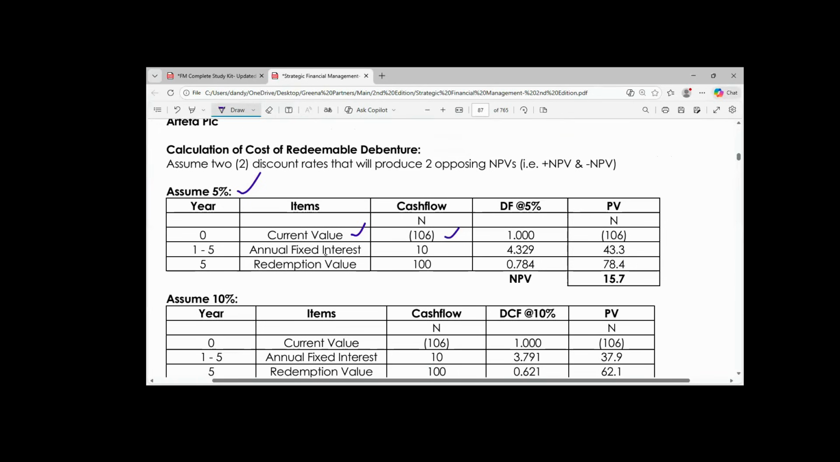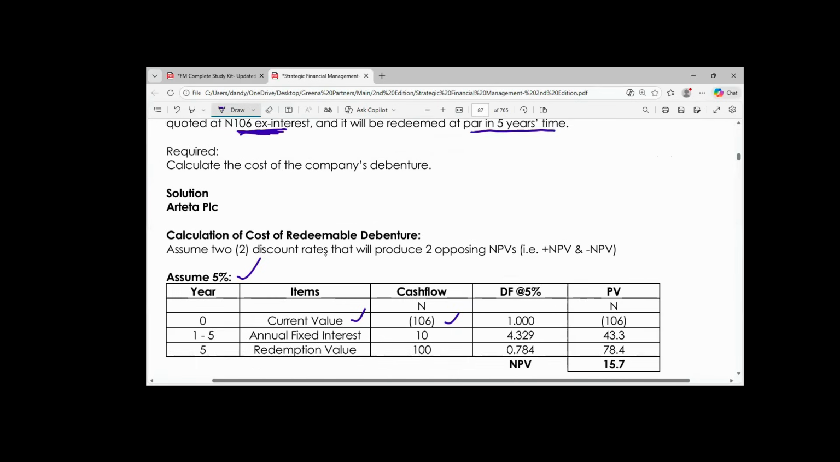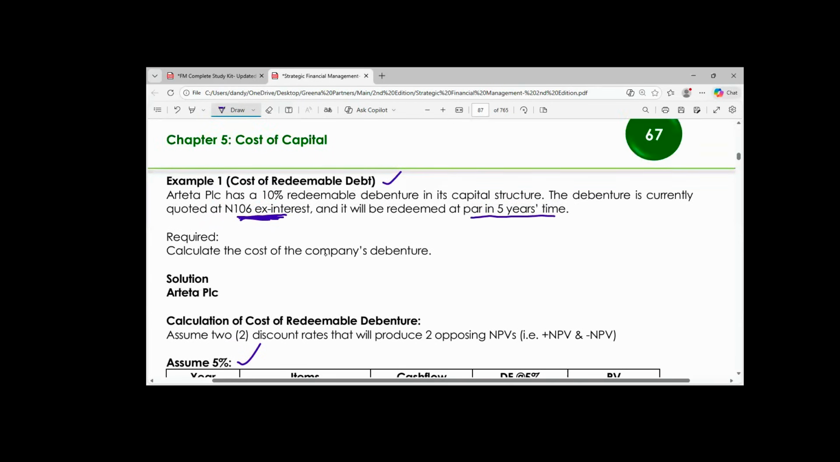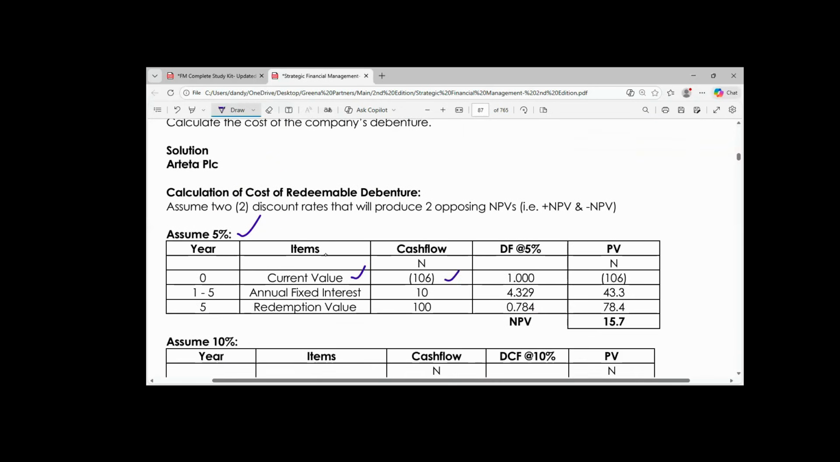If, according to the question, we are told that the debenture interest has not been paid, I cannot use the 106. I will just go straight to the question and identify the coupon rate. The coupon rate is the same thing as interest rate, which is 10%. So if this 106 is cum interest, I will not use the 106. I would just say 106 minus 10 naira. That will give me 96 naira. So it is that 96 naira I will then use as my current market value.